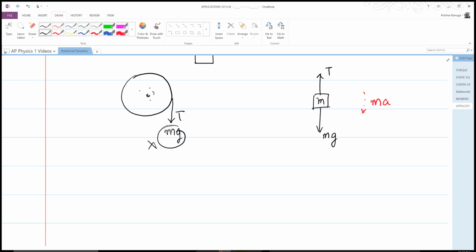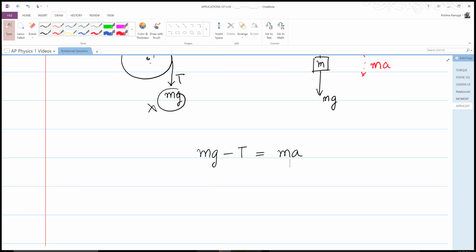All right, so let's write our equations now. For the hanging mass, my equation is mg minus T equals ma, and then for the pulley, we know that the torque, which is r times T times sine of 90, which is 1, is equal to I times alpha. So now we have two equations, but we have three unknowns: T, a, and alpha. Now, we're going to assume that the string is not slipping on the pulley, and if that's the case, then we also know that a is equal to R alpha.